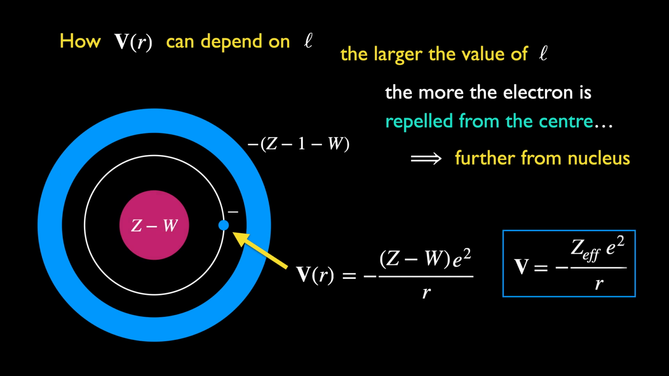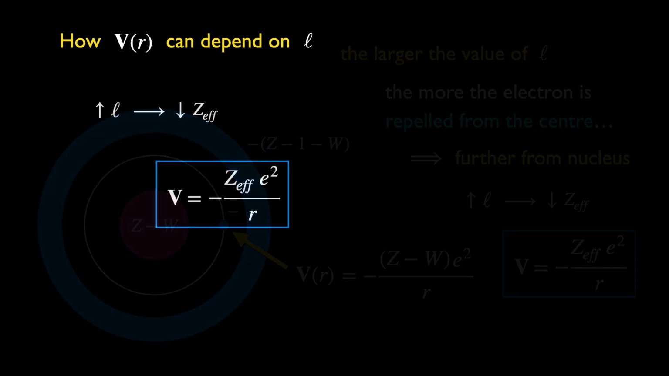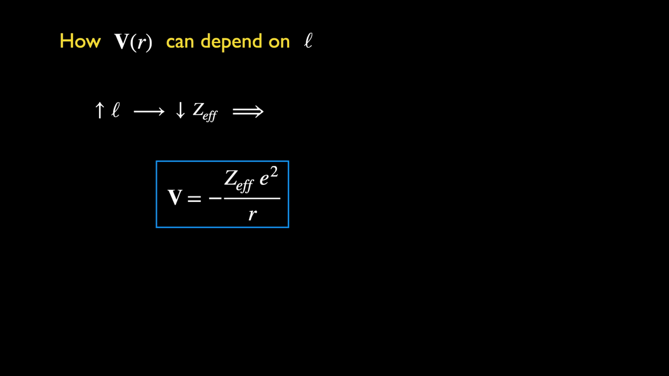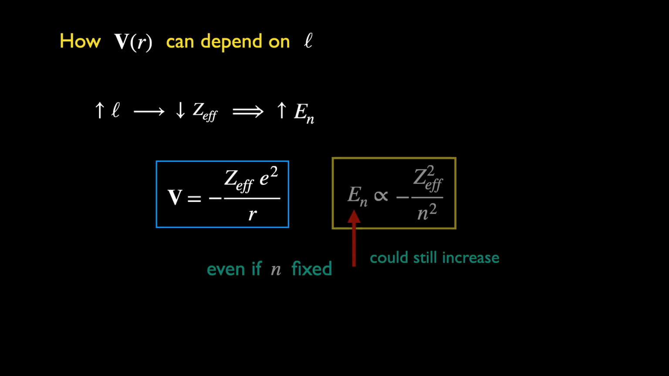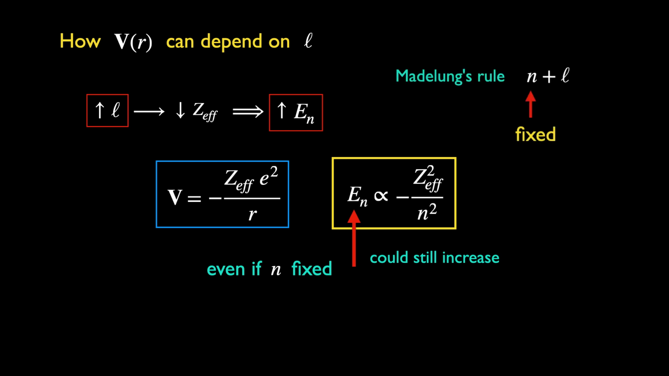Thus, as the angular momentum of our electron increases, the effective Z of the potential acting on it decreases. And this in turn leads to the increase in energy, even if n is fixed. This is consistent with Madelung's rule. And this concludes our crude attempt to verify this empirical rule. What we have done is take into consideration the interactions between the electrons by including the shielding effect on each electron by all the other electrons.